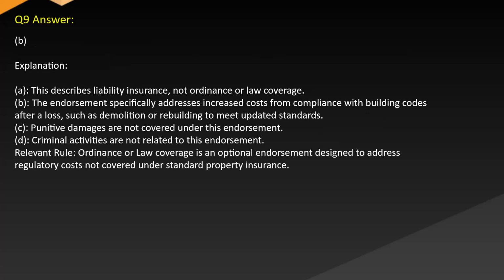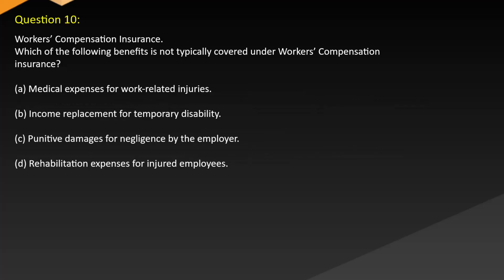Answer B. Explanation. A. This describes liability insurance, not ordinance or law coverage. B. The endorsement specifically addresses increased costs from compliance with building codes after a loss, such as demolition or rebuilding to meet updated standards. C. Punitive damages are not covered under this endorsement. D. Criminal activities are not related to this endorsement. Relevant rule. Ordinance or law coverage is an optional endorsement designed to address regulatory costs not covered under standard property insurance.